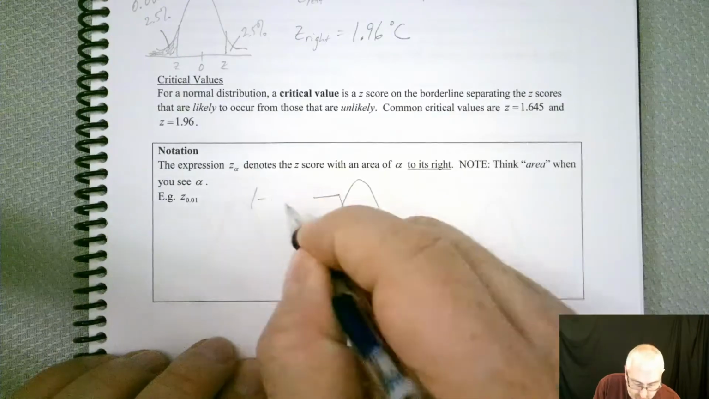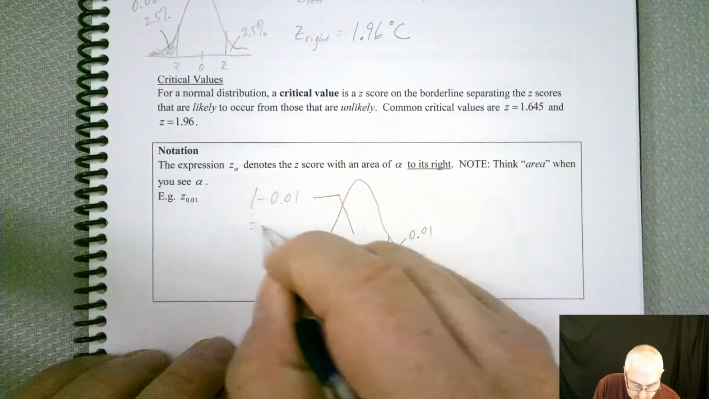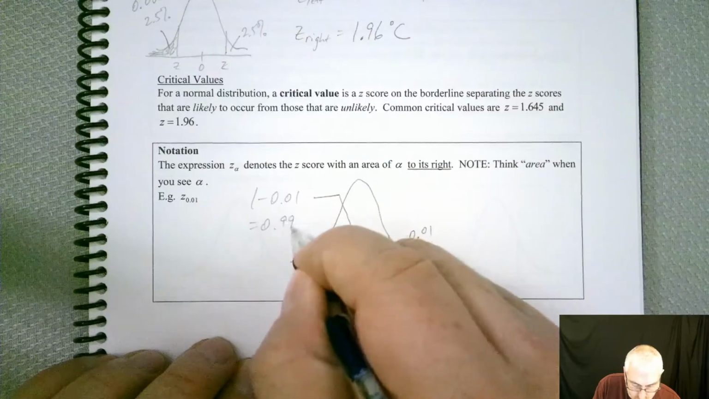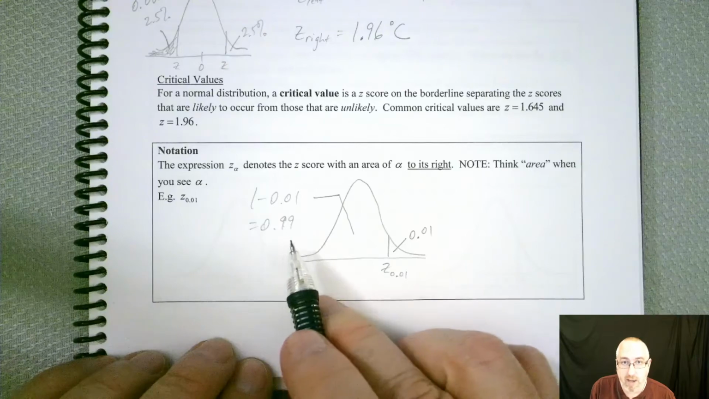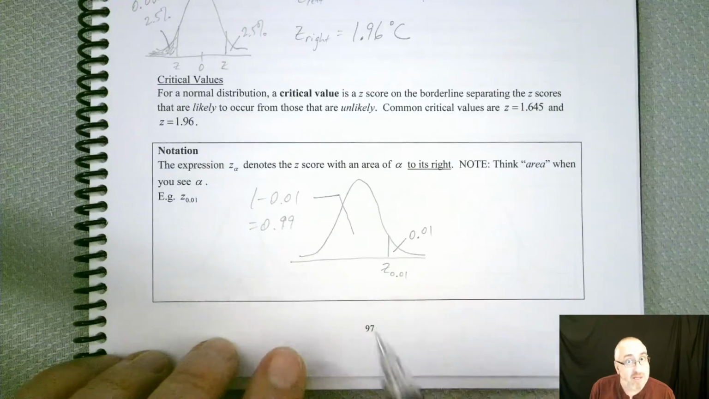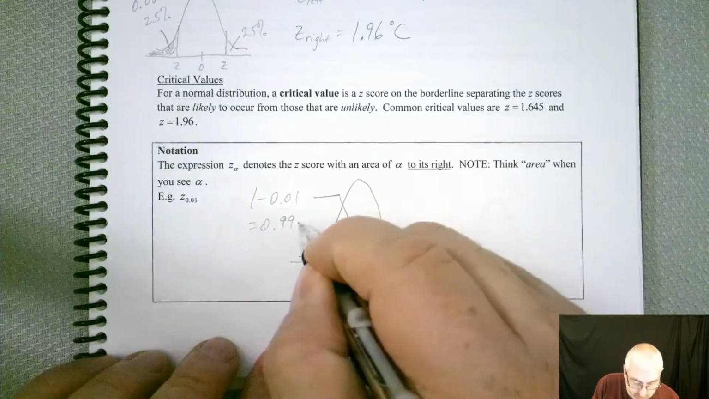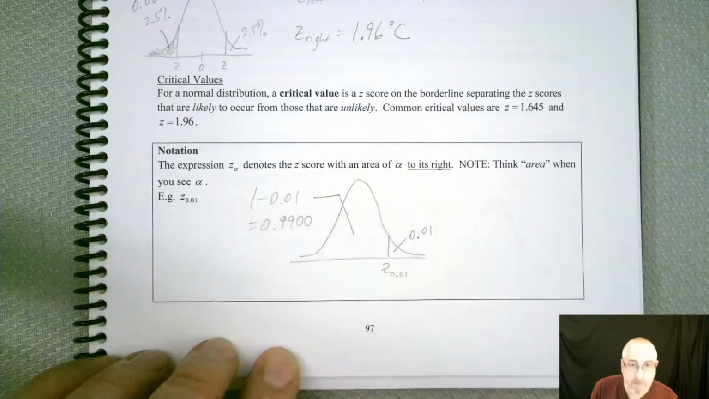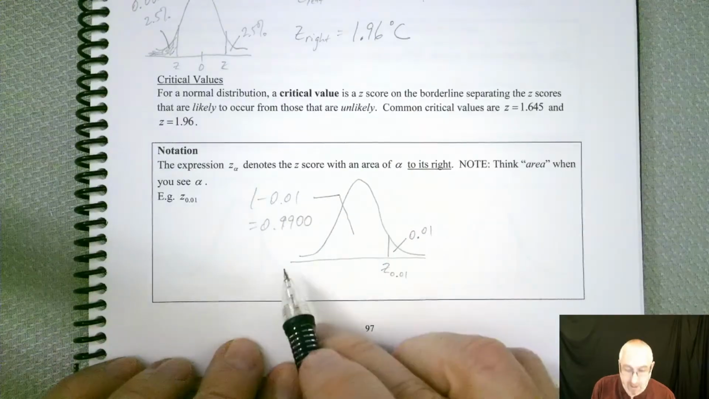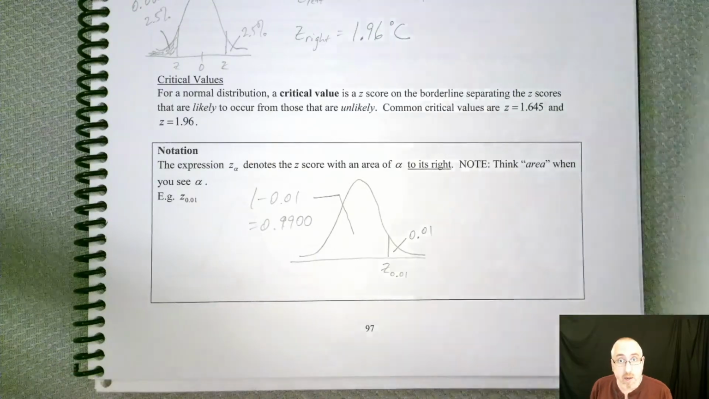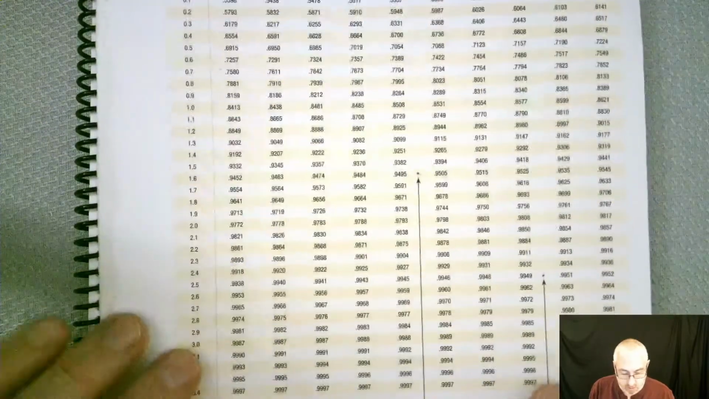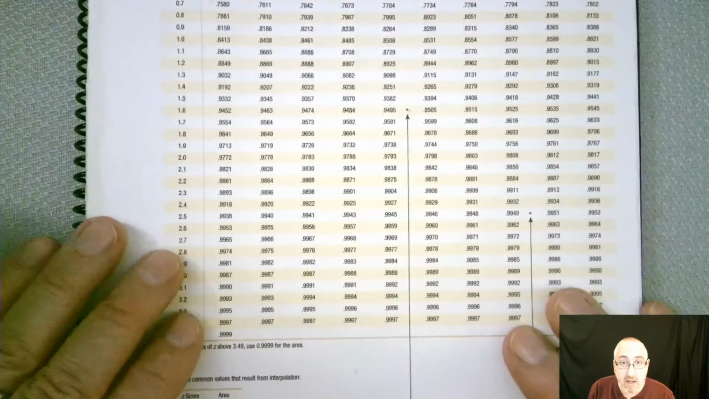So 1 minus 0.01 is 0.99. And because it's area under the curve, we want to expand this to 4 decimal places. So 0.9900. So we do want to look at our positive z-scores. It's 0.9900.